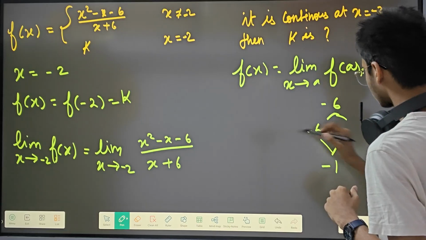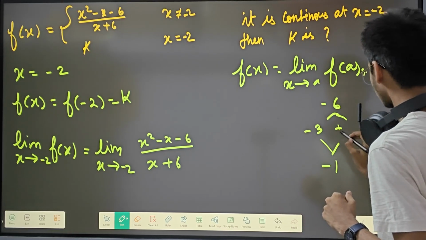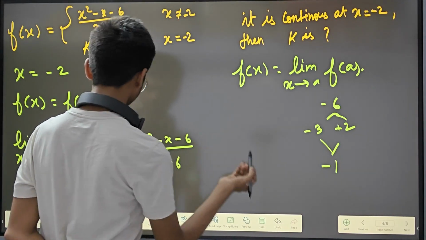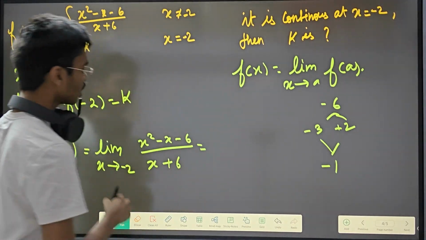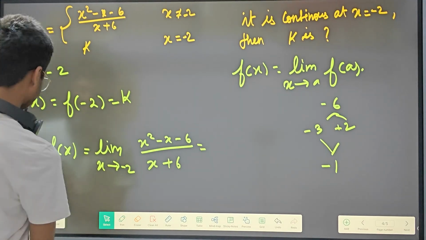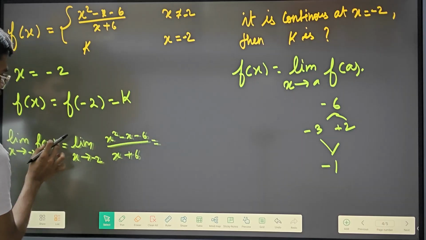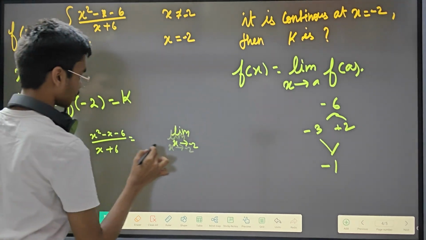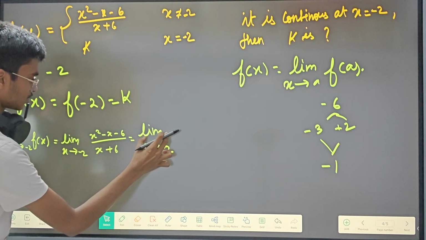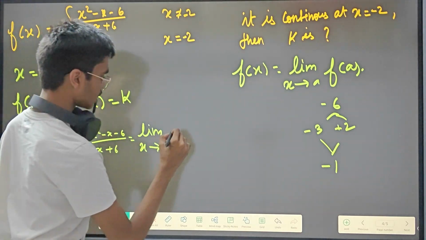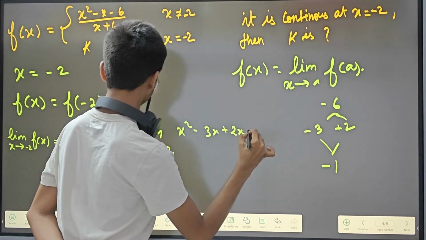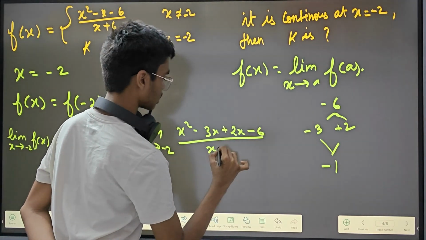But minus 3 and plus 2. When you add that, you will be getting minus 1, and when you multiply them, you will be getting minus 6. Each and every time to write limit, I'm feeling kind of lazy, so I'll write it like this. So factorize them. It will be x square minus 3x plus 2x minus 6, whole divided by x plus 2.